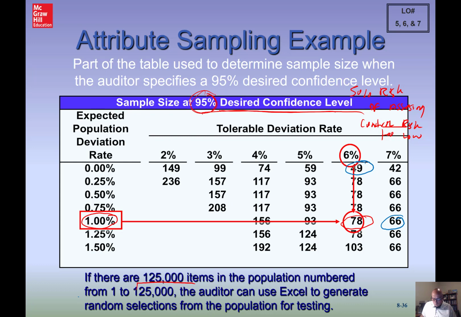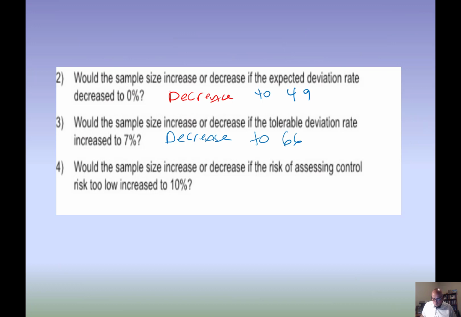We can't use this table. But think about it. I'm willing to accept more risk. I'm now at 10% risk that I'll make the wrong decision, assess control risk too low. And we said there's an inverse relationship between the risk of assessing control risk too low, the confidence level, and the sample size. So I can tell you that all the numbers on the 90% table are smaller than the numbers on this one, right? And so my sample size is going to decrease.